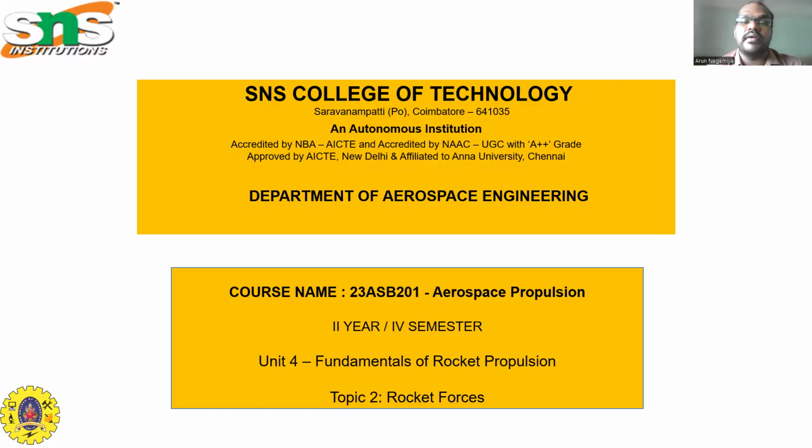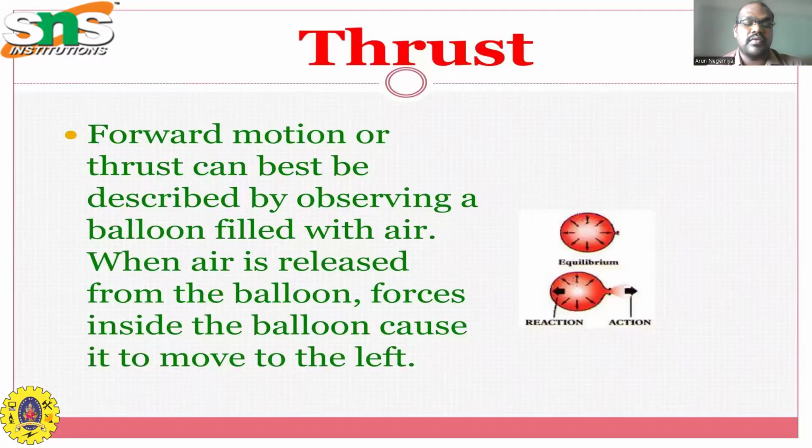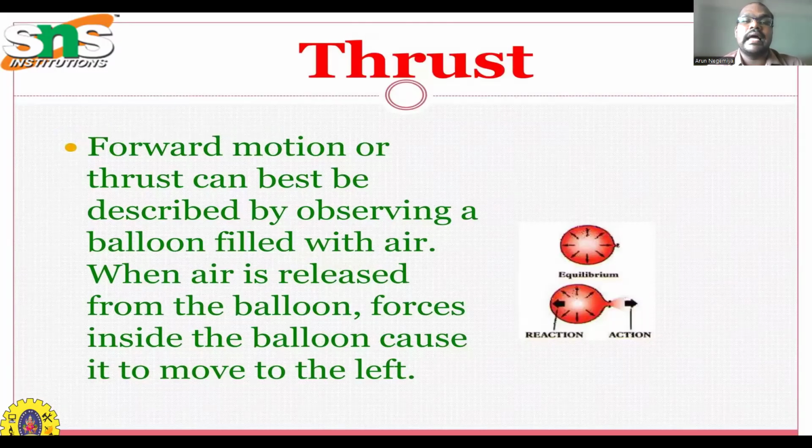Today, I am going to take one topic from the second year aerospace subject. The subject name is Aerospace Propulsion, and the topic name is Forces in Rockets. In that topic, there are four forces acting on the rocket: lift, drag, weight, and thrust. These four forces act on the rocket due to the aerodynamics.